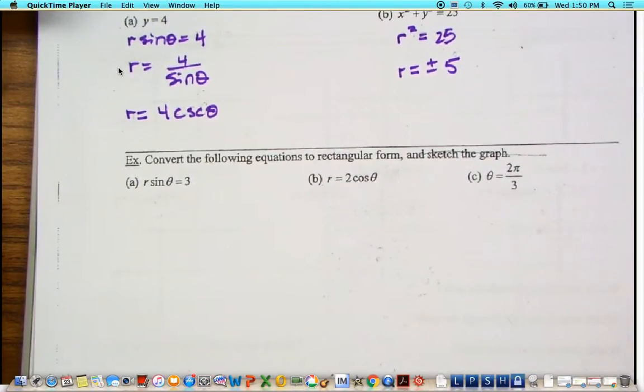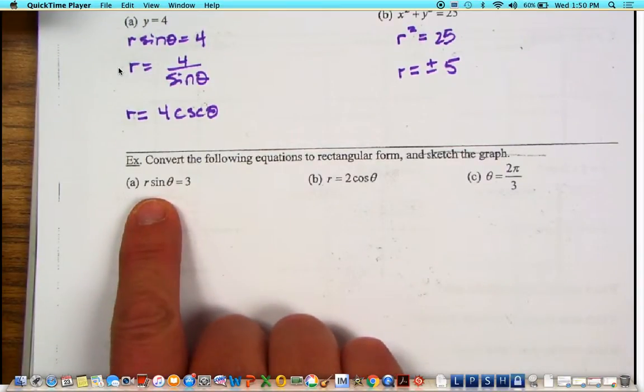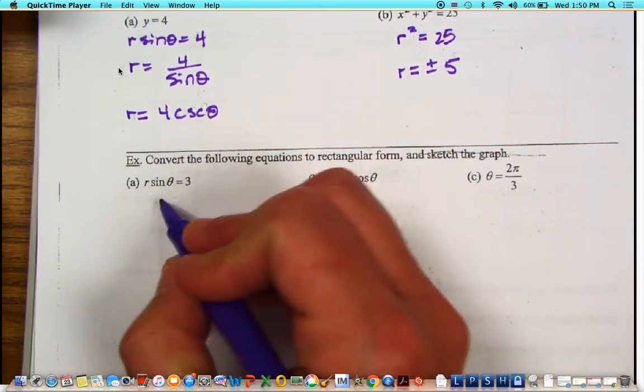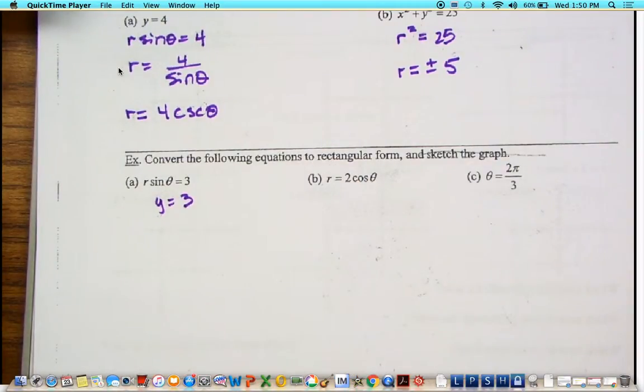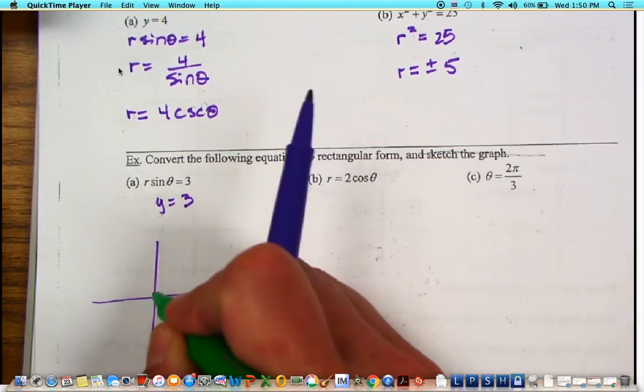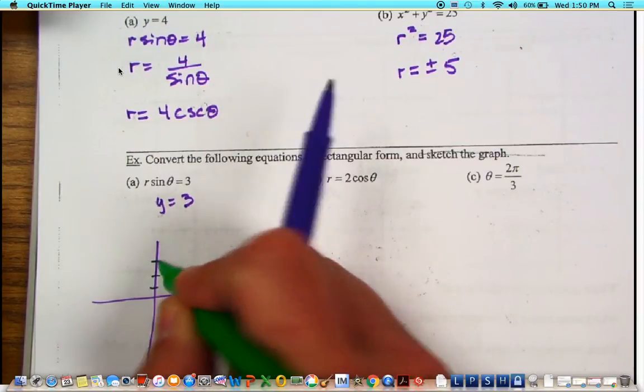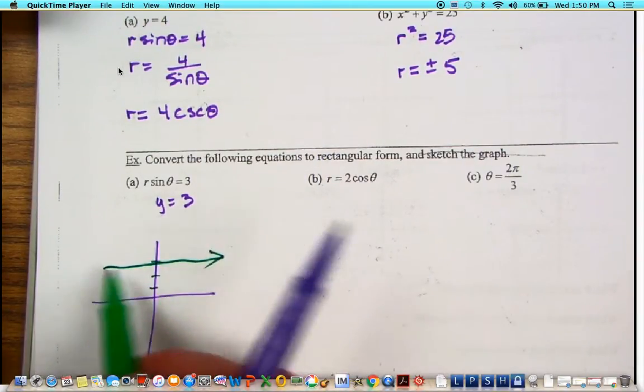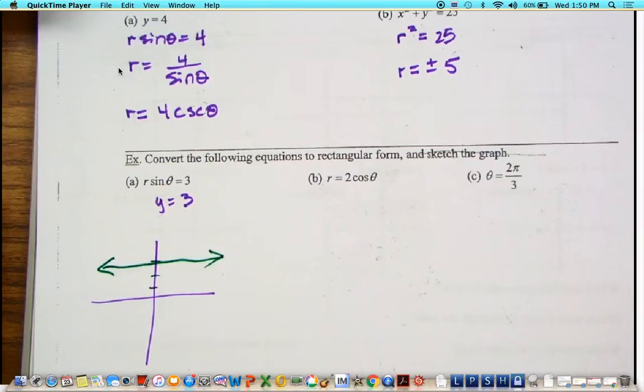So the next one: convert the following equations to rectangular form and sketch the graph. All right, so I want to now write these in rectangular form. Well, what's r sine theta equal to? y equals 3, right? That's a pretty easy graph. It's a horizontal line that goes through 3. All lines are straight.